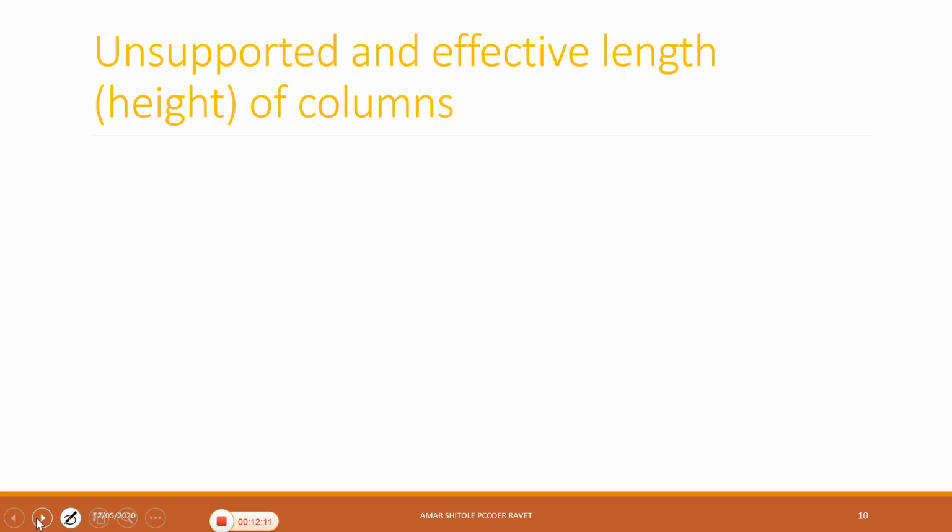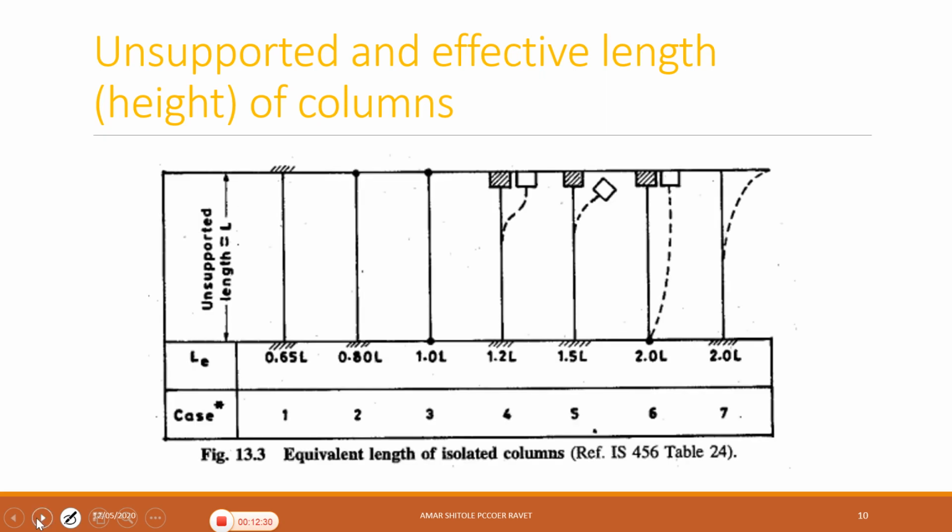Next, we are going to study the unsupported and effective length, actually a term height in the case of columns. So what is the basic difference between the actual length of a column and the effective length of the column? This is again taken from IS 456 2000, and these diagrams make the concept of unsupported and effective length of a column clear. As we can see here, various cases are presented in this diagram. In total, seven cases were considered.